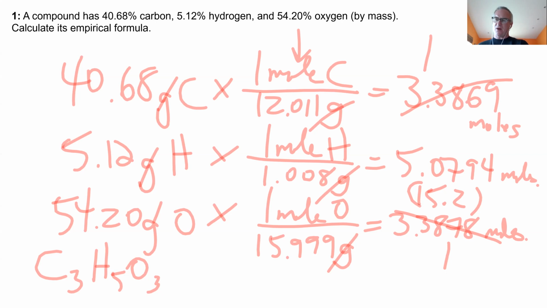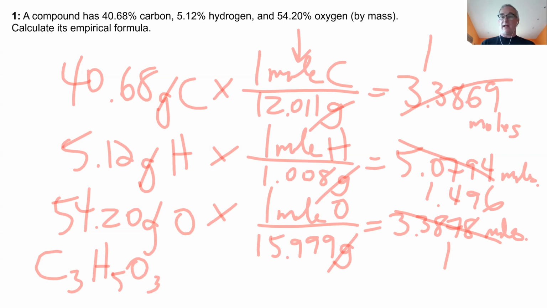And what is 5.0794 divided by 3.3869? 1.496. Okay, now we're getting somewhere. Now we still have a fraction, but notice 1.496 is really close to 1.5, right? I would say that's close enough to 1.5. That's only like 1% or 2% off of 1.5.